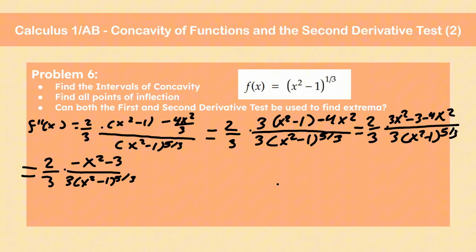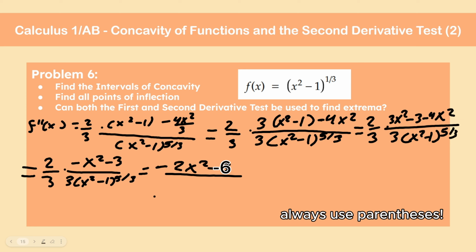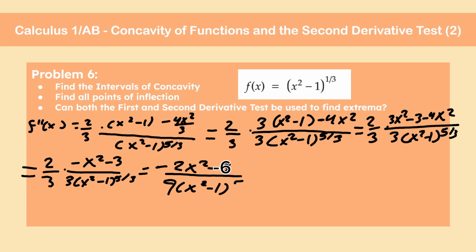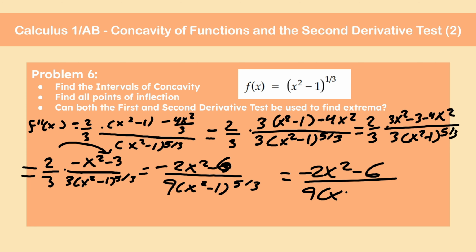So now I'm finally going to multiply by the coefficients from earlier. So now you have 2x² minus 3 over (9x² minus 1) to the power of 5 over 3. This should be 6. I forgot to multiply into 3. So this should be equal to negative 2x² minus 6 over (9x² minus 1) all over 5 over 3. And this would be our second derivative.